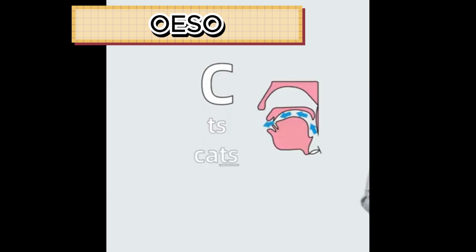Next, we have the sound c. It is similar to the c sound in the English word cats. C. To produce this sound, position your tongue as if you were saying the letter T and release air sharply. C, c, c.